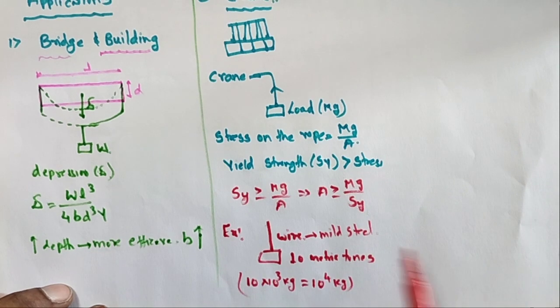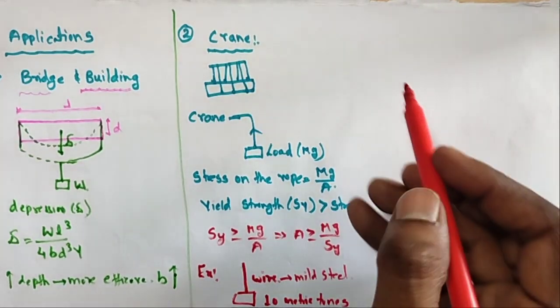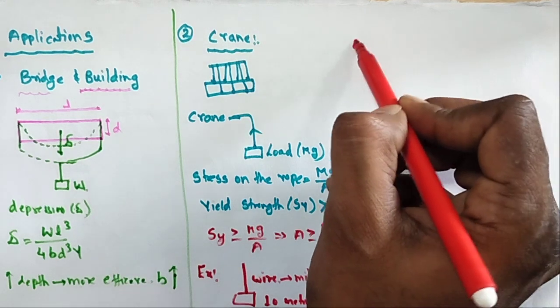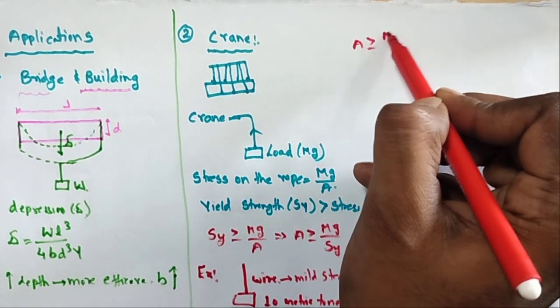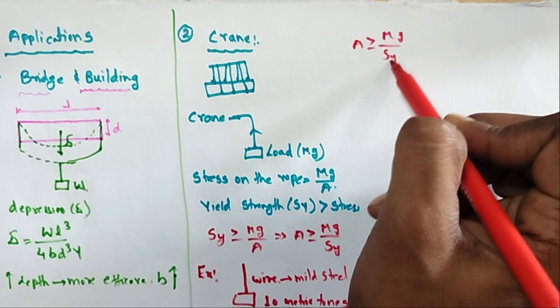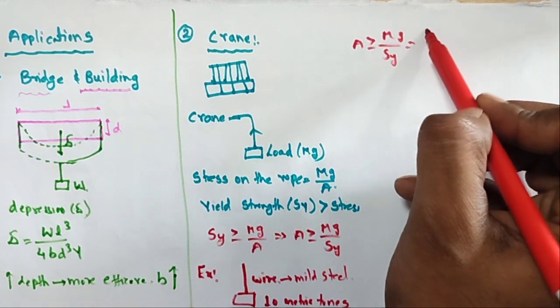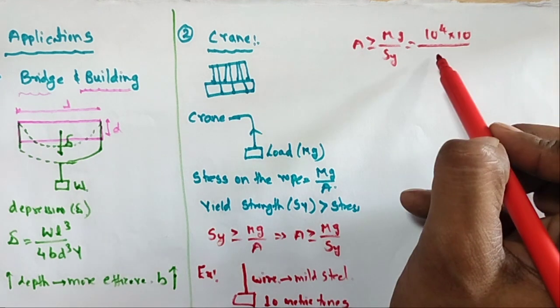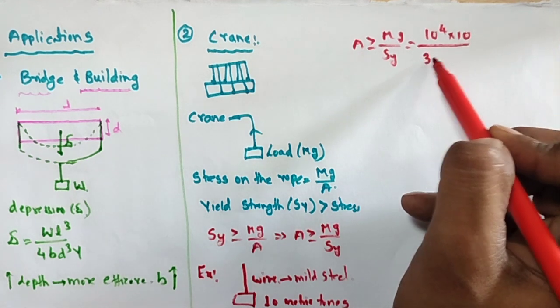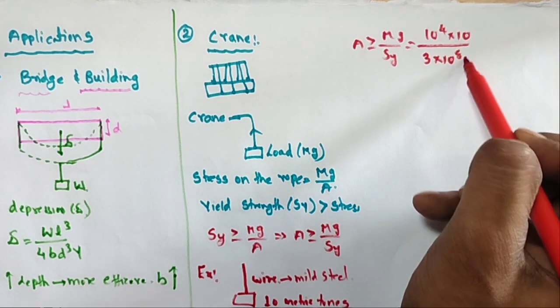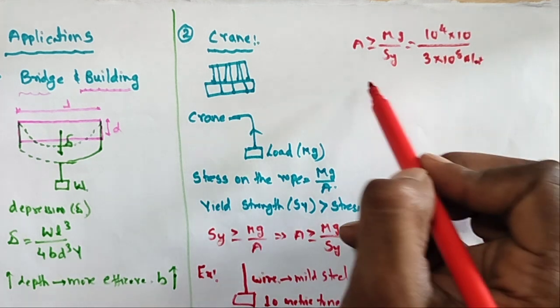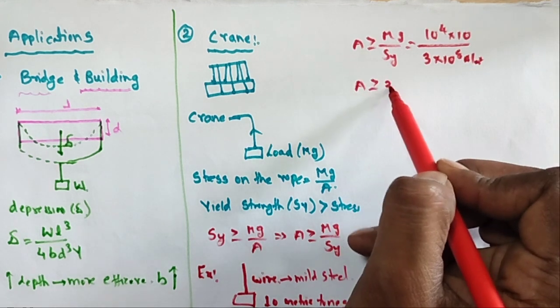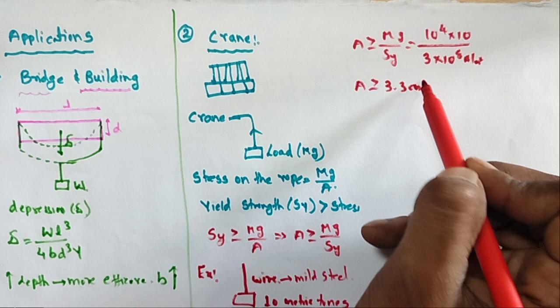What is the minimum area of cross section of this wire? A is always greater than or equal to m g by Sy. Here m is 10 power 4 kg, g is 10, and the yield strength of mild steel is 3 into 10 power 8 newton per meter square. Finally, A is greater than 3.3 centimeter square.